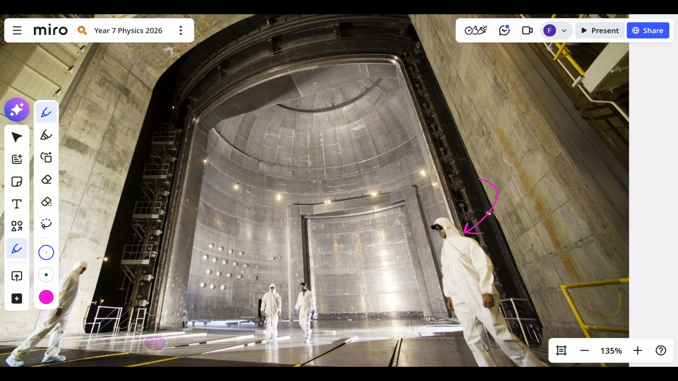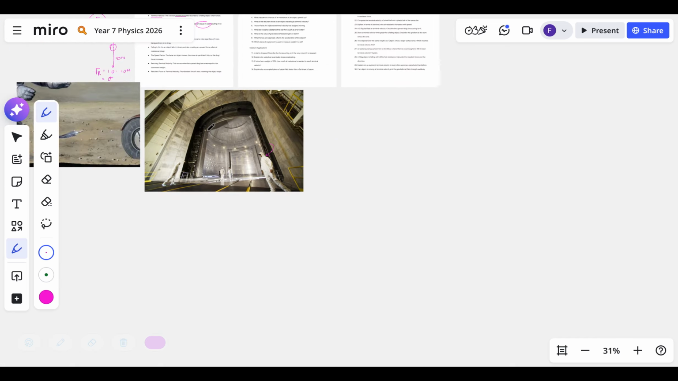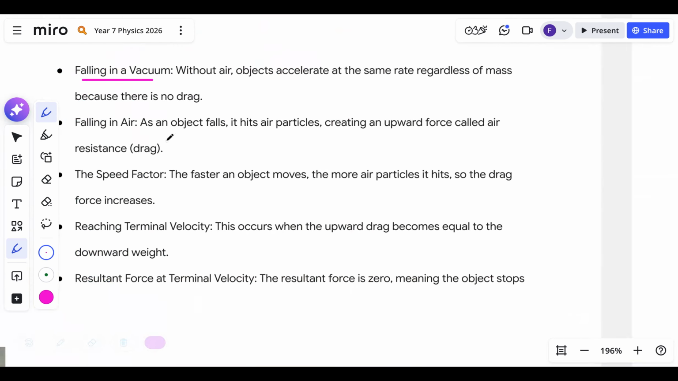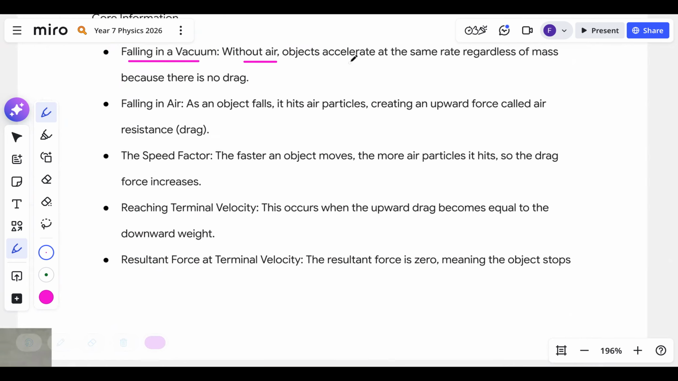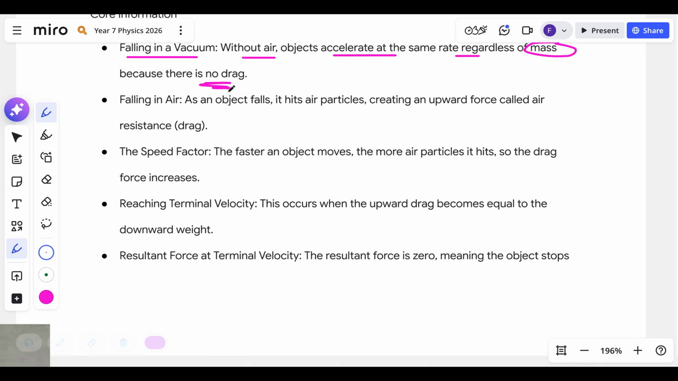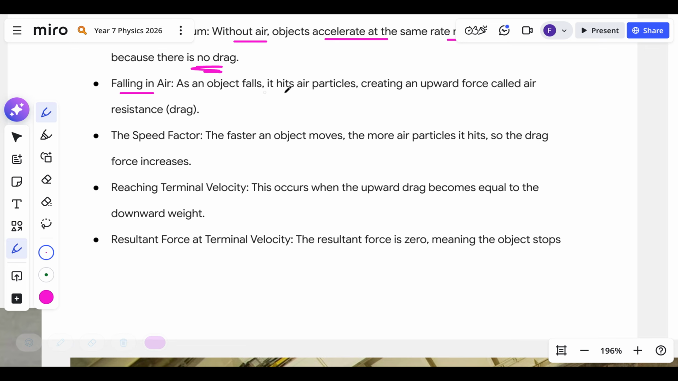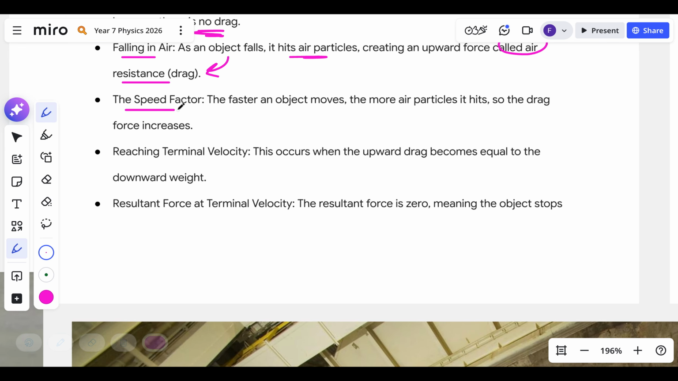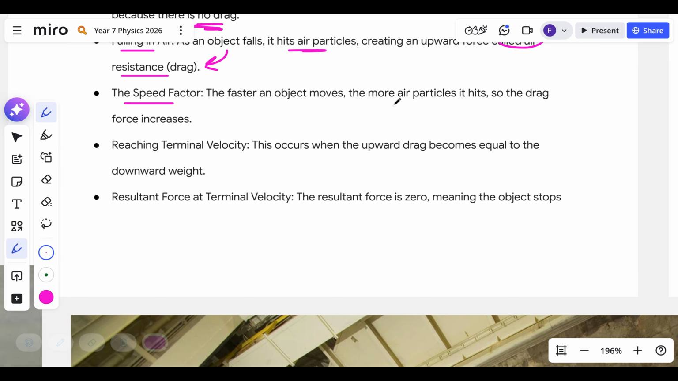So that's falling in a vacuum. Without air, objects accelerate at the same rate, regardless of mass, because there is no air resistance, there's no drag. Falling in air, as an object falls, it hits air particles, and they push it upwards. That's what we call air resistance, or drag. Now, the speed factor: the faster you go, the greater the drag. The faster you go, the greater the air resistance, because more air particles are going to smack it.